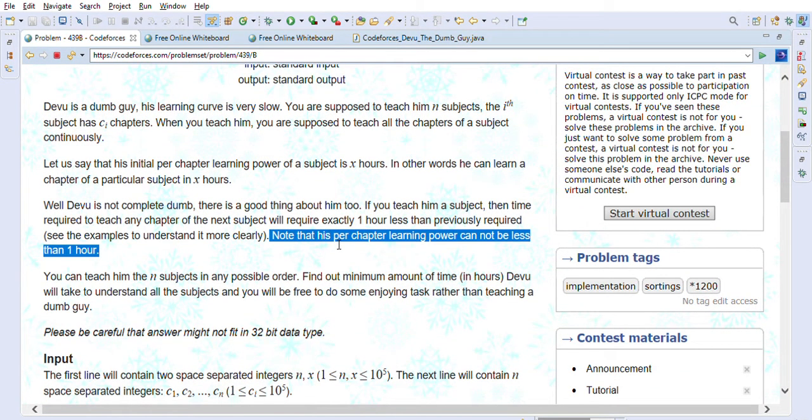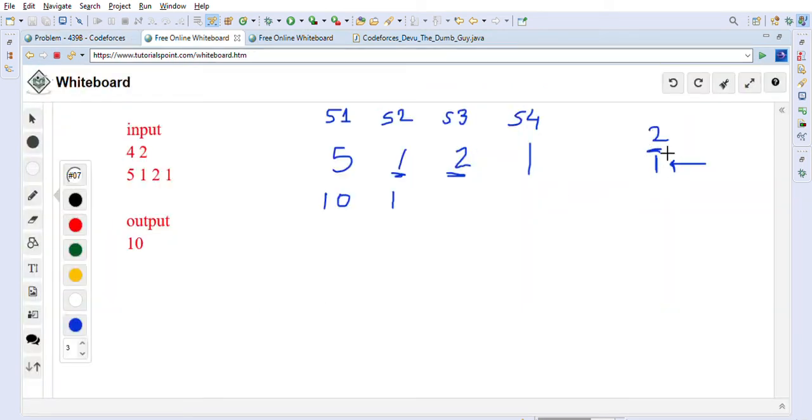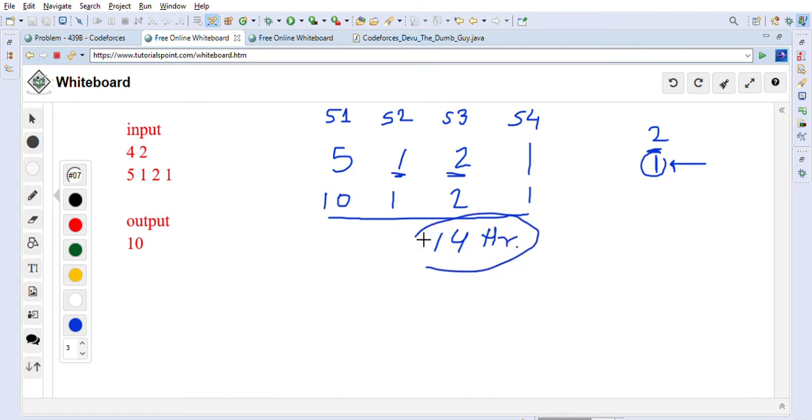Note that his per chapter learning power cannot be less than 1 hour. So minimum 1 hour he always needs. So let's say it's 1 hour now. He will always need 1 hour to cover the remaining chapters, right? So 2 into 1 is 2 here, and 1 into 1 is 1 here. If we calculate the total, 10 plus 1 is 11, plus 2 is 13, plus 1 is equal to 14, right? So 14 hours it will need him to finish these subjects.